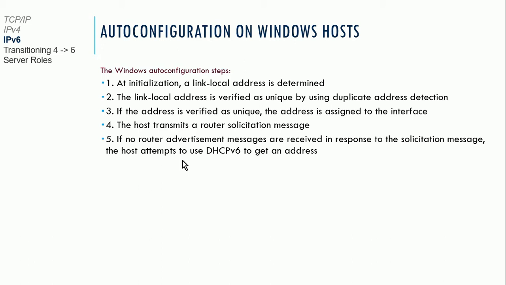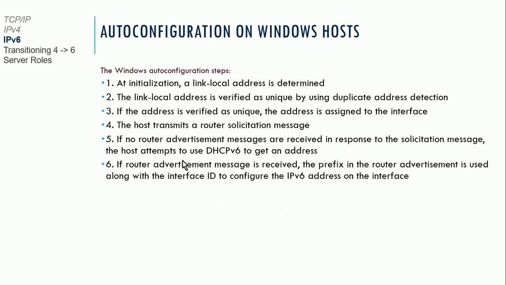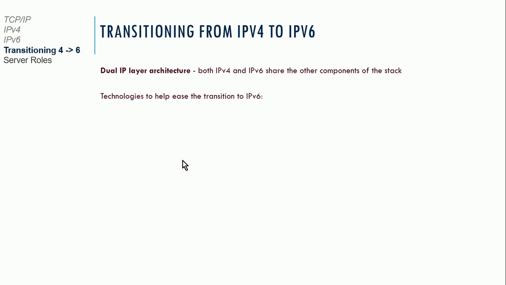This isn't how all IPv6 devices work. This is just how Windows works. So in Windows, it'll try DHCPv6 if the router solicitation message fails to get a response. If it did get a response from the router solicitation message, then it will use that response to set the IPv6 address. So again, two methods to set our IPv6 address automatically.